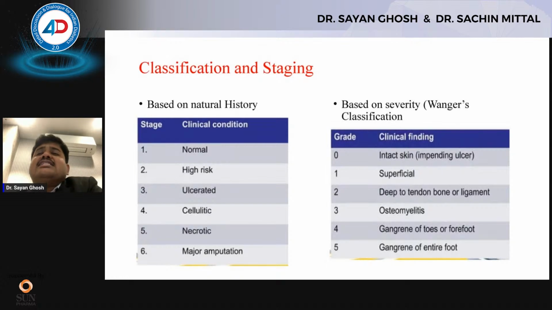Stage 3 is the ulcerated foot. Ulcer formation has already begun. In stage 4, there is surrounding erythema, because when there is entry of microorganisms and the ulcer gets infected, the surrounding area will be swollen and red, which is called erythema. Ultimately the surrounding foot will be very swollen and tender, and that is called a cellulitic foot. Stage 4 is a cellulitic foot.